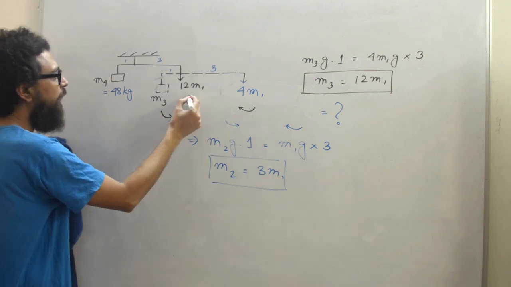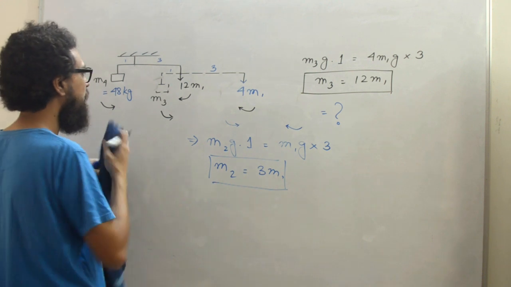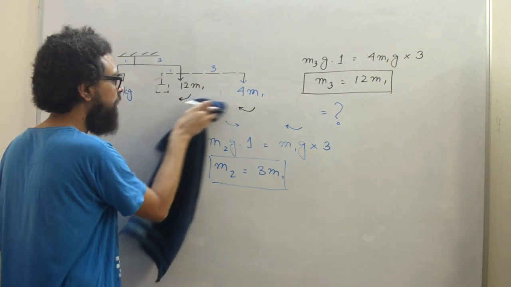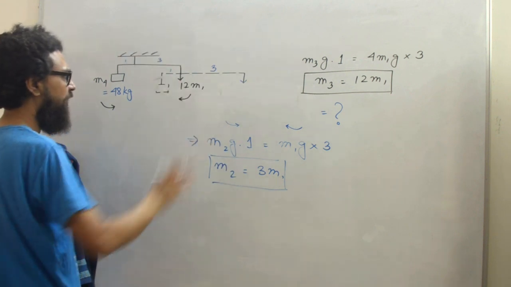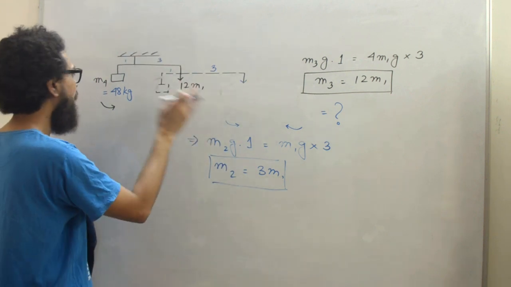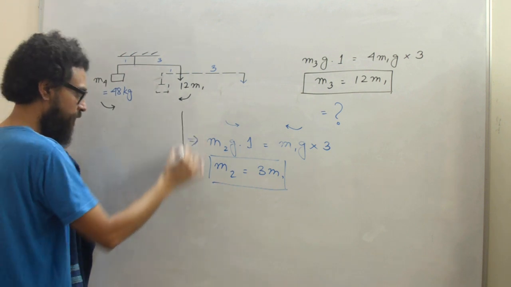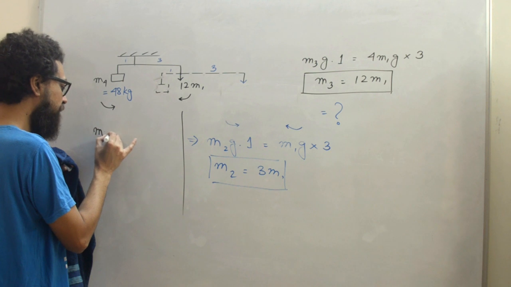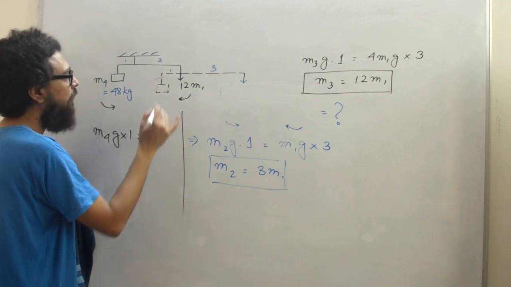So what am I going to write again? Tell me. What am I going to write again? I am just removing all this. Okay, fine. Everything is gone. We have 4M1, M4. So what am I going to write? I am going to write M4 G into 1 is 12.